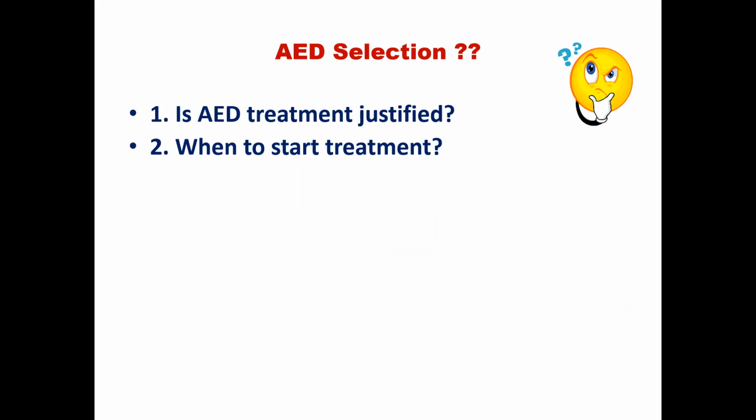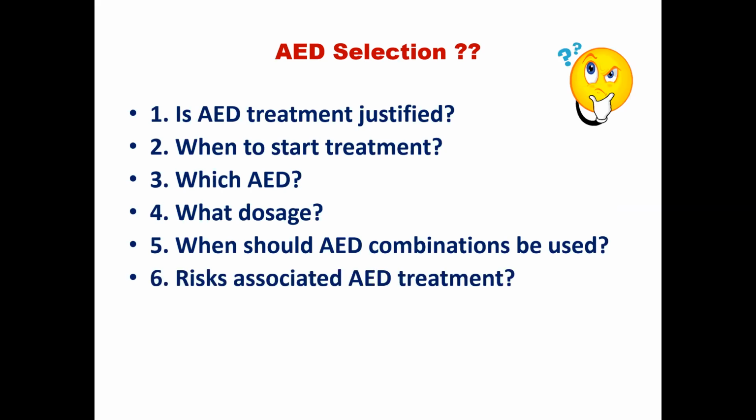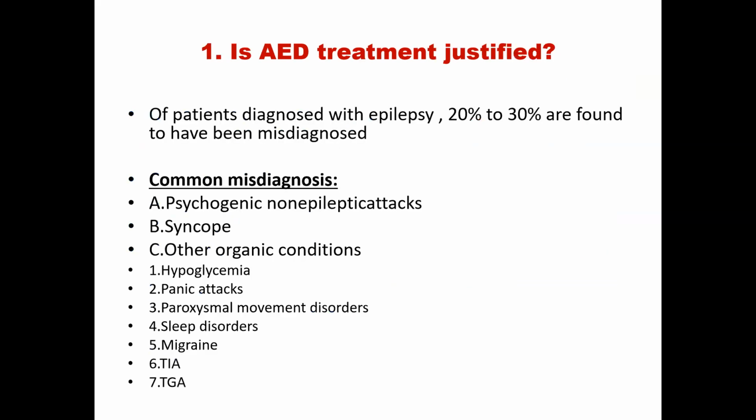Now we'll go to the selection of anti-epileptic drugs. Whether we should give an anti-epileptic or not, which anti-epileptic is better, when to start the treatment, which anti-epileptic we should give, the dose, when we should add on a drug, when we should stop the drug, and what the side effects and cost are. All these should be kept in mind whenever you start anti-epileptic drugs. As I told earlier, rule out psychogenic epileptic events, syncope, metabolic causes, movement disorders, sleep disorders, transient ischemic attacks, migraine, and transient global amnesia.